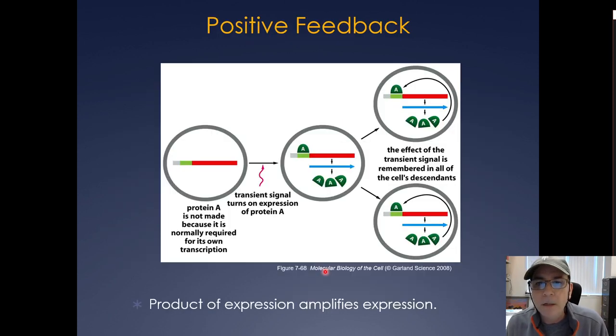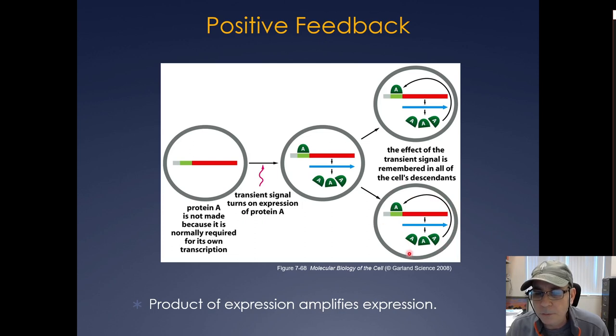Now, there are different modes of regulation, and a common one, which we'll see again in epigenetic inheritance, is positive feedback. Here's a cell with a gene in it, and it's not expressing, and then it can get a transient signal which turns on expression of protein A, and protein A is a transcription factor. Then you get transcription and translation of the messenger RNA, and A makes up a transcription factor, which then promotes its own expression.